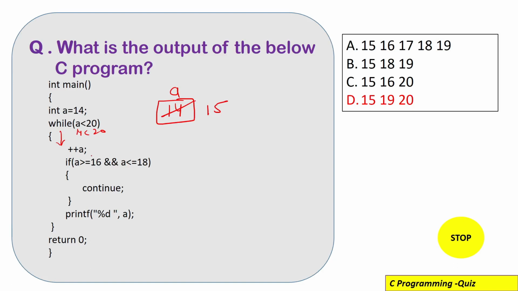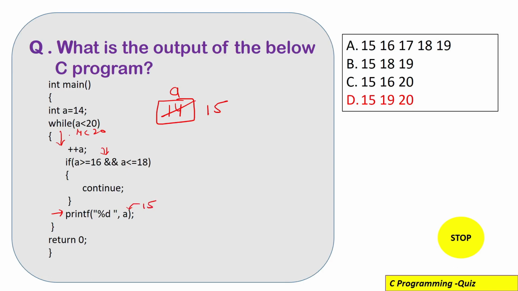Now inside the if, we are checking whether the value of a lies between 16 and 18. 15 does not lie between 16 and 18. 15 is not greater than or equal to 16. So we will come to this printf, and it will simply print 15.